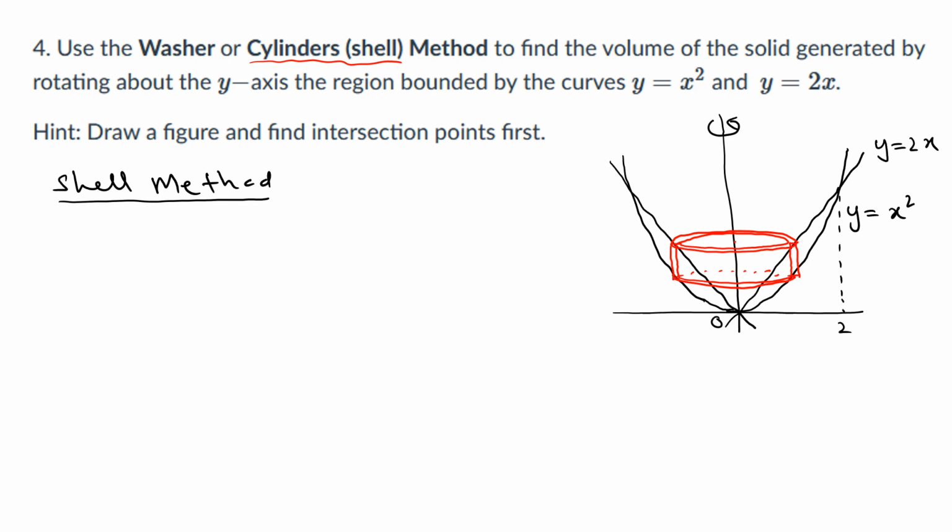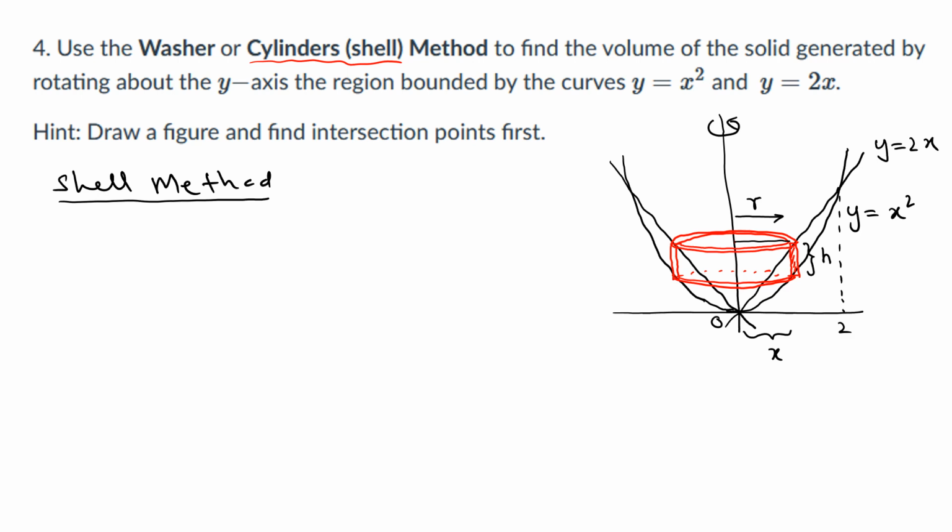Again, what we need is the radius of the shell, which we normally write as r, and also the height of the shell. The height is simply the difference of the two curves. The radius is simply the x coordinate. Good, so we have everything we need.